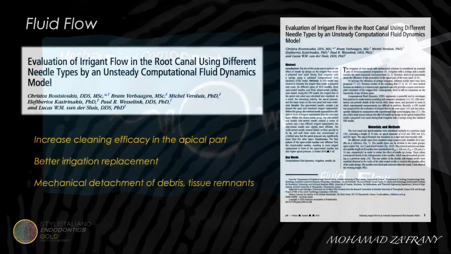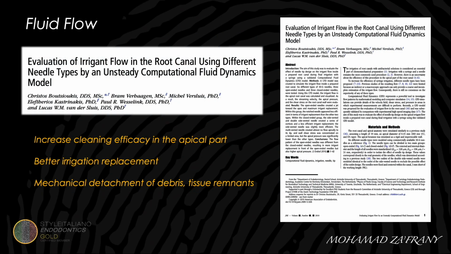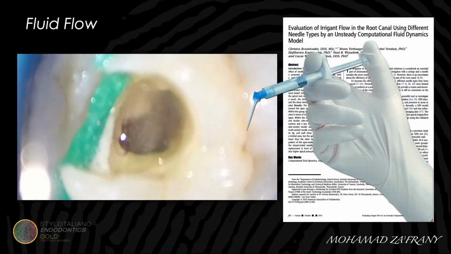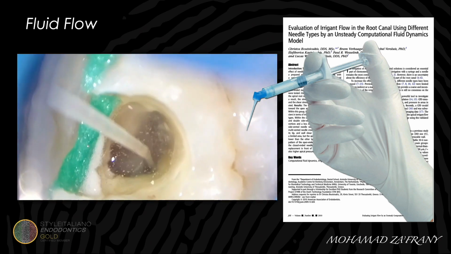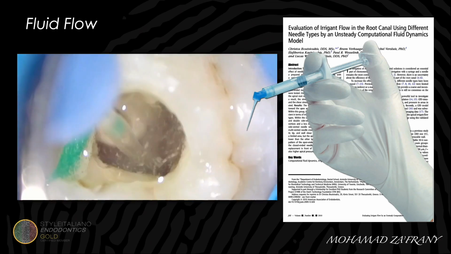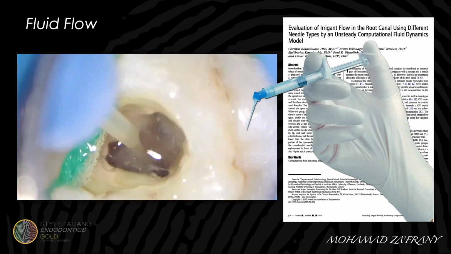Here in this article about evaluation of irrigant flow in the root canal system using different needle types, the authors stated that good fluid flow from the irrigation needle will increase cleaning efficacy in the apical part, will improve irrigation replacement, and will also help in mechanical detachment of debris and tissue remnants. Here in this video, you can understand very well what is meant by good fluid flow from the irrigation needle and how effectively it moves the debris from inside the canal to outside.